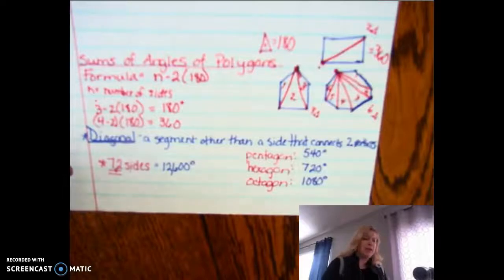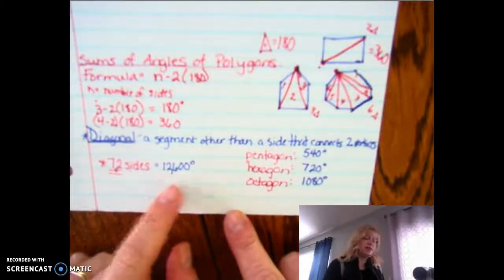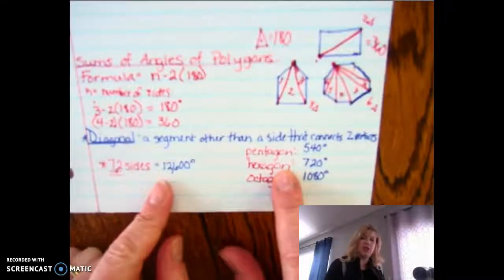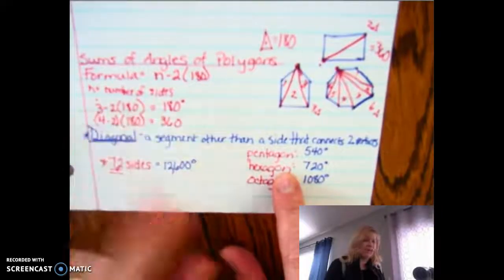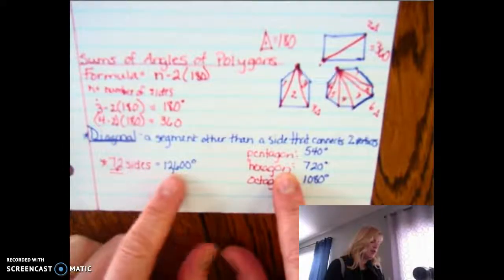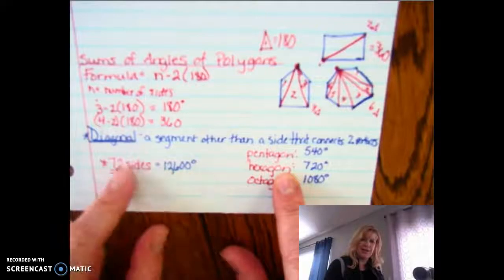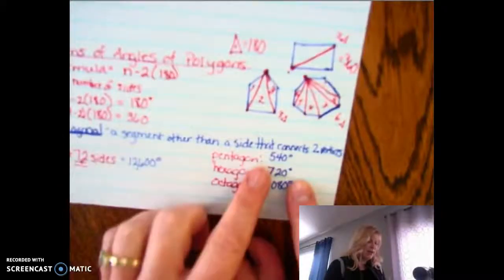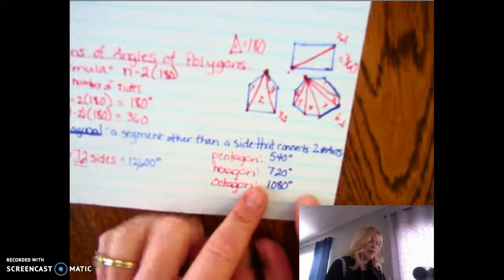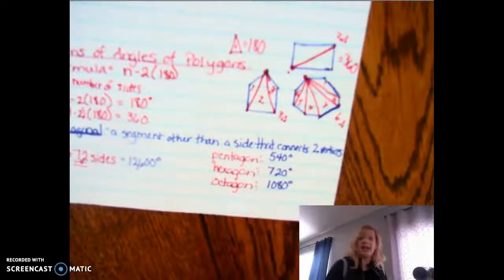All right, so here are the 72 sides. This one you could use a calculator. These you don't. You plug it into the formula. So 12,600 degrees in a 72-sided figure, 540 in a pentagon, 720 degrees in a hexagon, and 1,080 in an octagon.